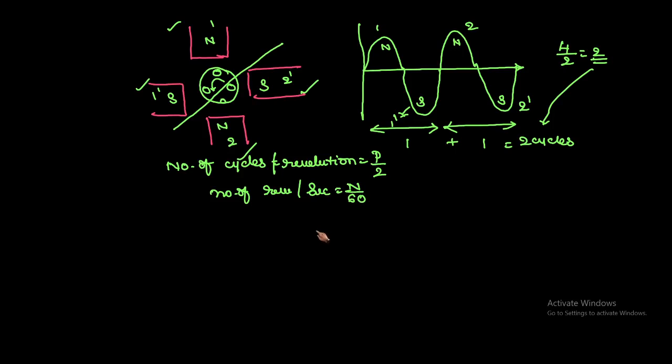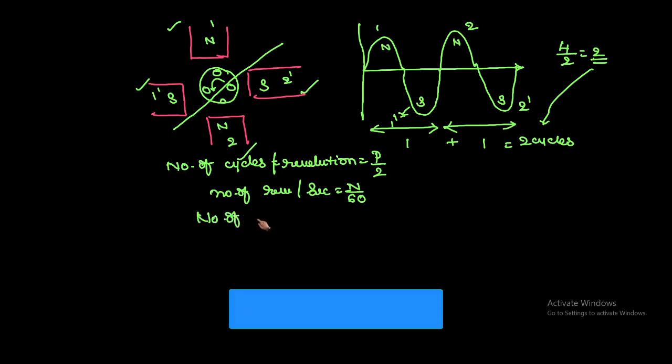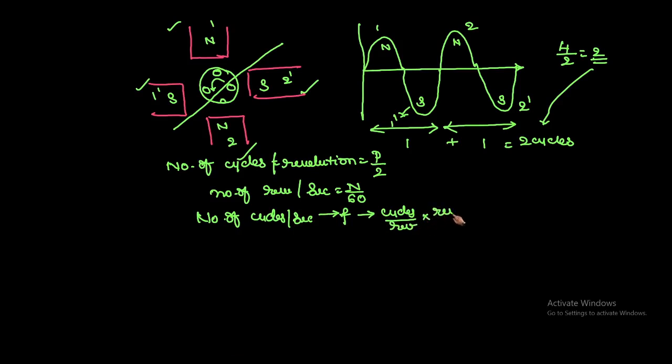This we have already taken in the case of the generator or motor also, how we got it in the EMF equation. So the number of cycles per second, we can call it the frequency here. Cycles per revolution into revolutions per second, revolution will get cancelled. Cycles per revolution is P by 2, and number of revolutions per second is N by 60. So frequency will be P into N divided by 120. This is the frequency formula of the alternator.